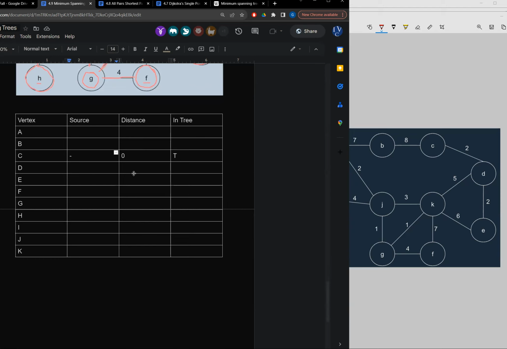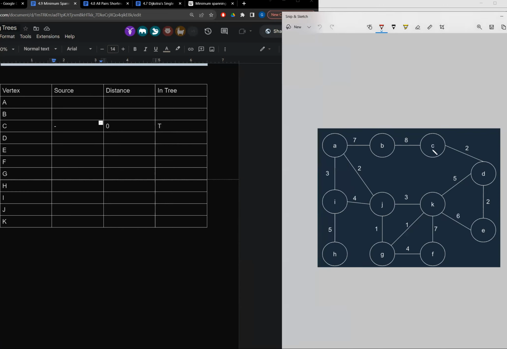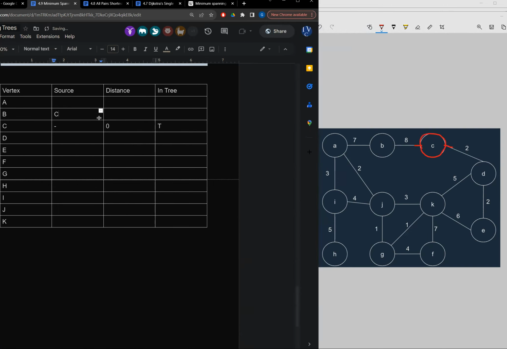Right? And where we start is completely arbitrary. Every vertex will be in the tree at the end. So where we start is arbitrary. So C is where we are starting. All right, so C is in the graph. We are in the tree. 2 edges to process. B 8. Whatever. Blank and false are the same thing. CD.